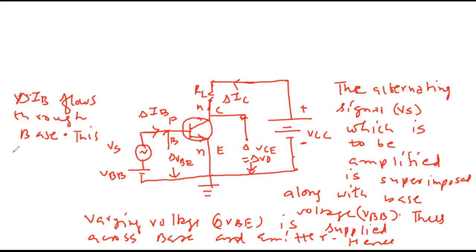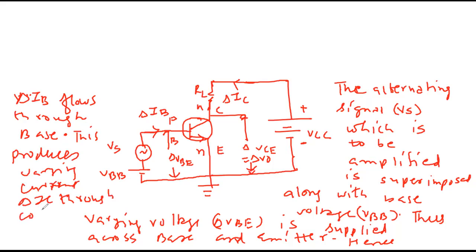This produces varying current delta IC through collector.